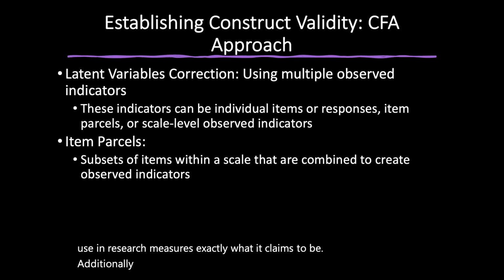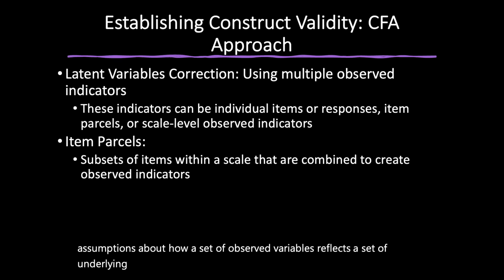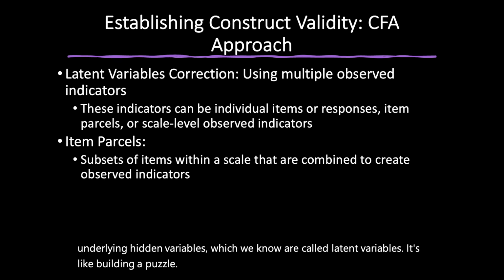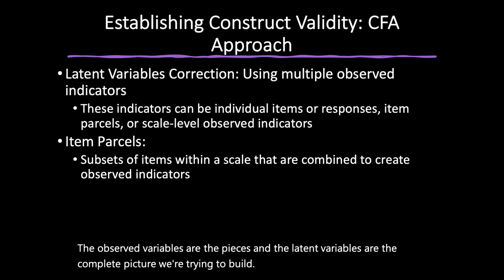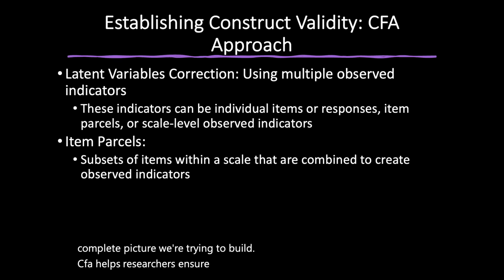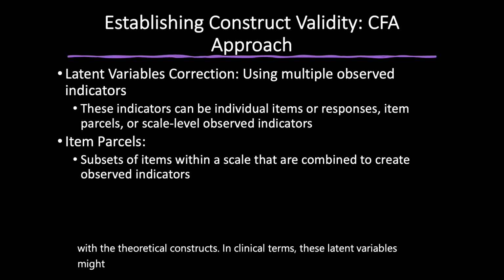Additionally, recall that CFA is a statistical technique that lets us test our assumptions about how a set of observed variables reflects a set of underlying hidden variables, which we know are called latent variables. It's like building a puzzle. The observed variables are the pieces, and the latent variables are the complete picture we're trying to build. CFA helps researchers ensure that their tools and assessments align well with the theoretical constructs. In clinical terms, these latent variables might represent underlying mental health conditions, such as depression or anxiety, that we can't observe directly.